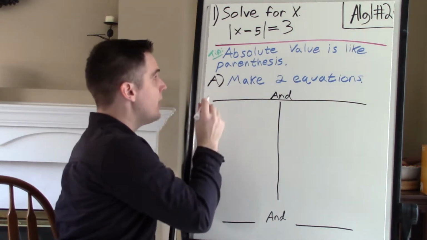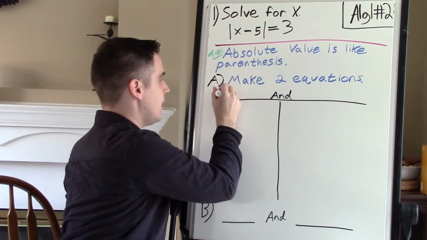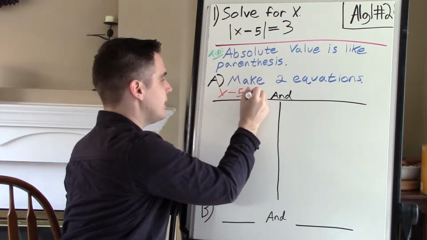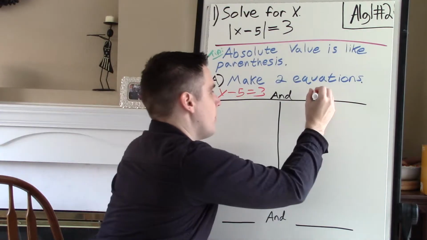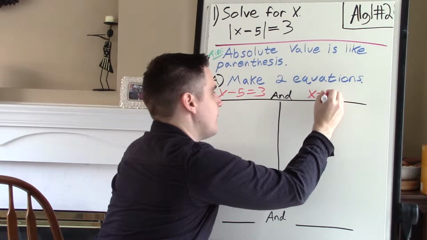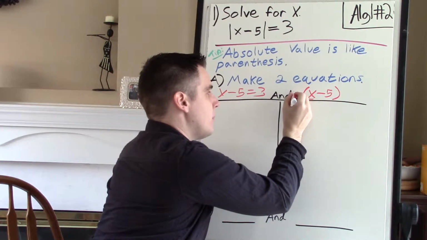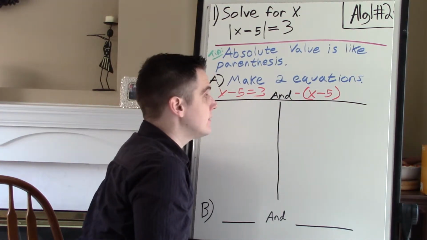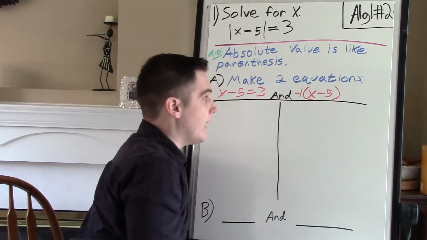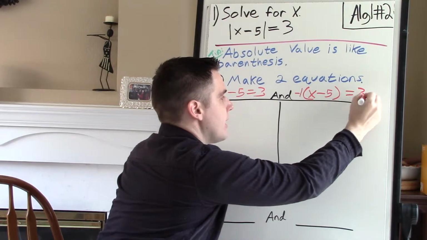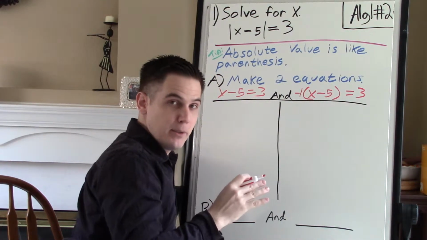So here's how you do it. First, write an equation where you just ignore the bars. x minus 5 equals 3. Now make another one where the x minus 5, or everything that's in the bars, put in parentheses, put a negative right there, or a negative 1 if that helps you remember what you're supposed to do with that. And then don't change the equals. Don't change anything that wasn't inside the absolute value bars.